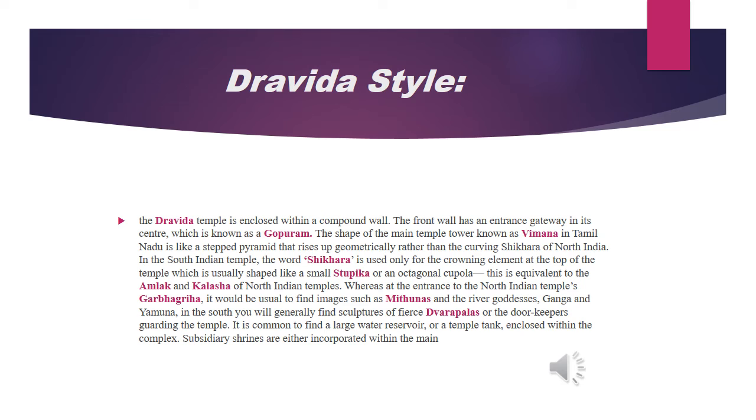And the second point, at the entrance of the North Indian temple's Garbhagriha, it would be usual to find images like Mithuna and the river goddesses Ganga and Yamuna. In the south, you will generally find sculptures of fierce Dvarapalas or doorkeepers guarding the temple. It is common to find a large water reservoir or temple tank enclosed within the complex. These are the basic features of the Dravidian temple style. If you visit the Meenakshi temple, you can see these main features.